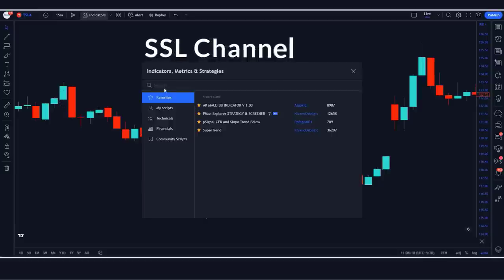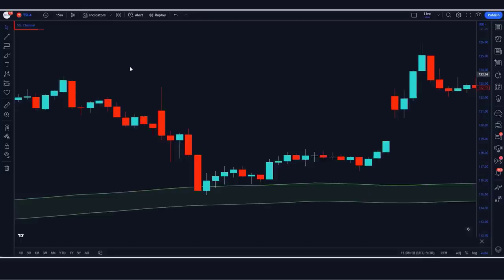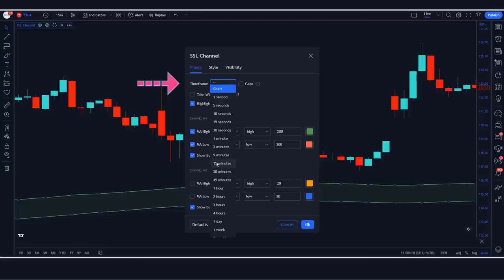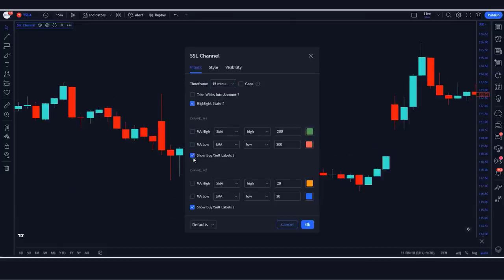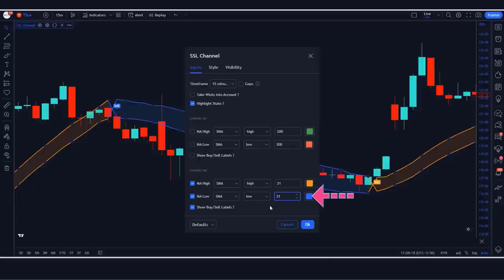First of all, we will search SSL channel in the search box of TradingView. After that we have to click on the SSL channel by Mr. Tricky option, in which we have to change some settings. We have to change this time frame option from chart to 15. We have to keep these options hidden. We have to right click these options. We have to change this option high from 20 to 21. We have to change this option low from 20 to 21.